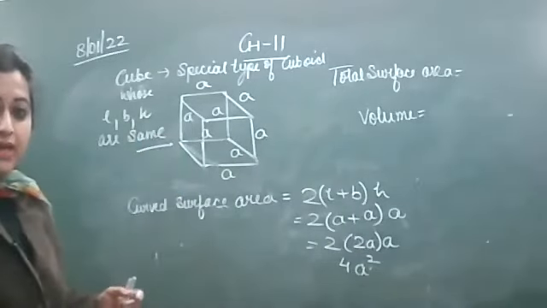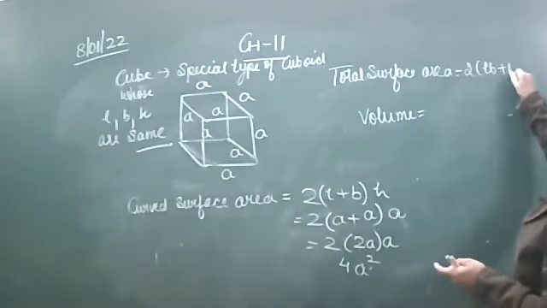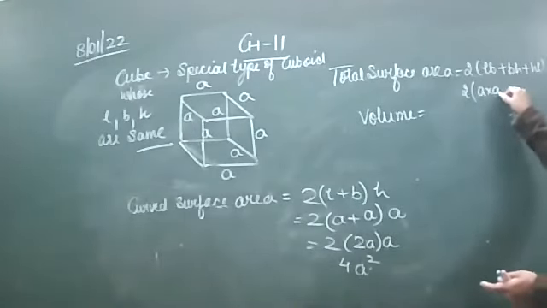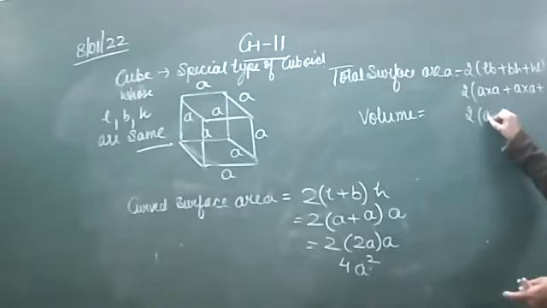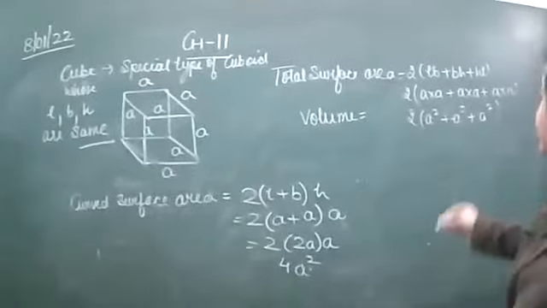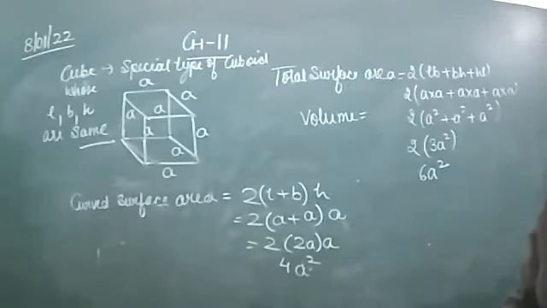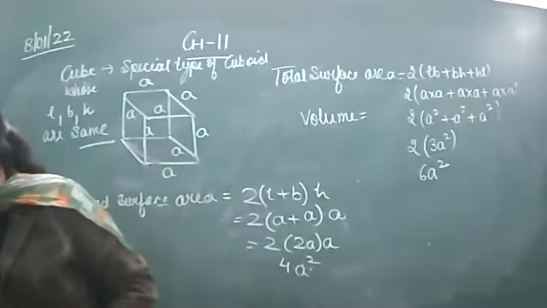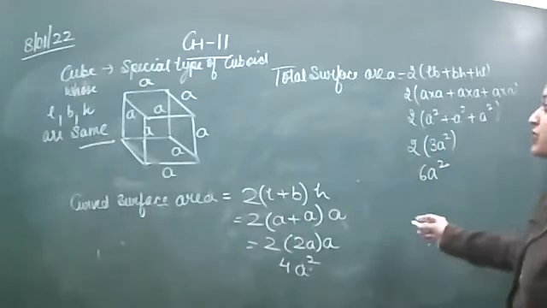Is it okay? Now, can we derive the same formula for this also? Twice of LB plus BH plus HL. This is A into A. This is again A into A. This is A into A. So this will give you A square plus A square plus A square. That will be 3A square. That is 6A square. Any doubt, beta? Any doubt how we have got this formula? Actually, you have to learn the formula, but if you will see how we are getting this, it will be much more easier for you.